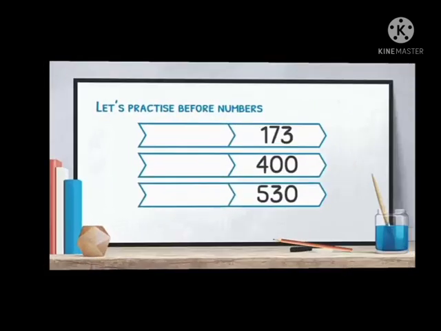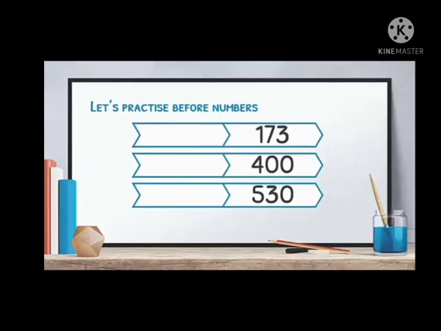Okay? Then we can do some exercise. We can do some problems here. Let us practice before numbers first. Some numbers are given here: 173, 400 and 530. First of all, we want to write the before number of 173.